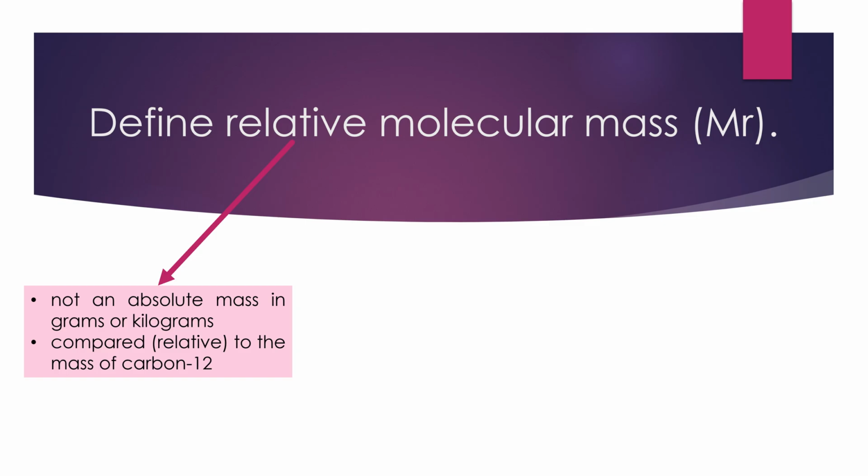So what does the word relative mean? In chemistry, in this specific case, it is the opposite of absolute mass, meaning that we do not have any kind of unit. Usually when we talk about mass, the unit will be grams or kilograms, but in this case there is no unit. Why? Because it is compared to the mass of carbon-12, the isotope of carbon-12 that we mentioned in the video before.